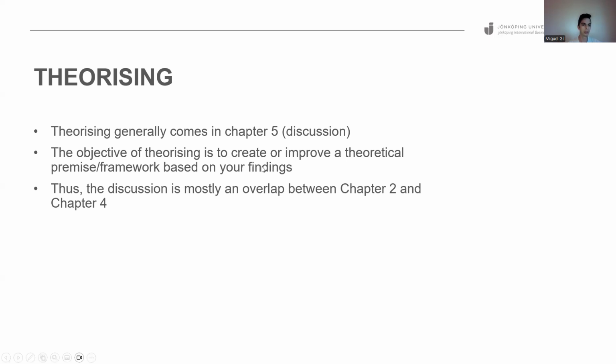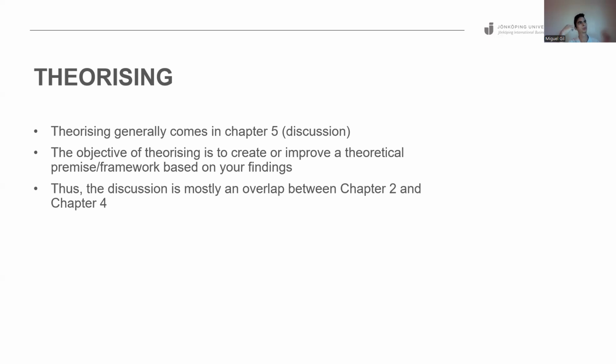The outcome of this theorizing process is to improve the theory or the knowledge that we have. So it's super important that it is clear that the theorizing part, as the name says, is theoretical, conceptual, not practical. Saying that the conclusion is that the company should behave like this is not theorizing. That is practical implications, but it's not theorizing. Because you want to contrast what you learn with what we previously know, this theorizing that comes generally in chapter 5, this discussion, is an overlap between chapter 2 and 4.